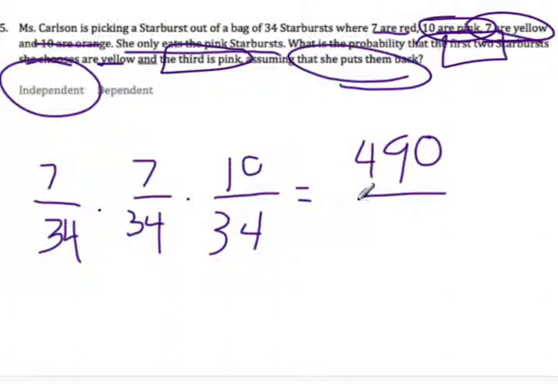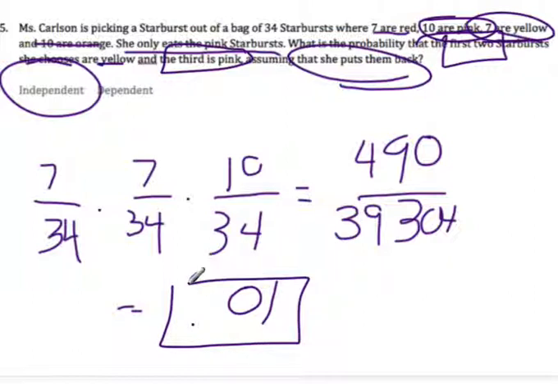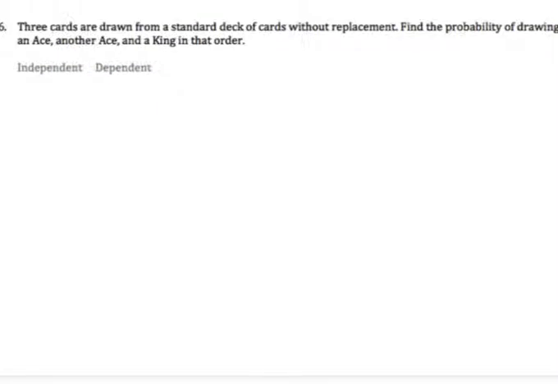And you multiply all the way across the bottom. That's going to give you 39,304. So when you divide those out, you get 0.01. So that's going to be your final answer for number 5. So let's take a look at number 6.